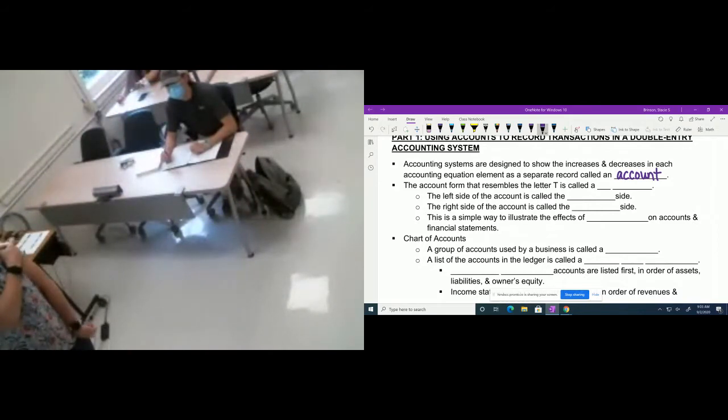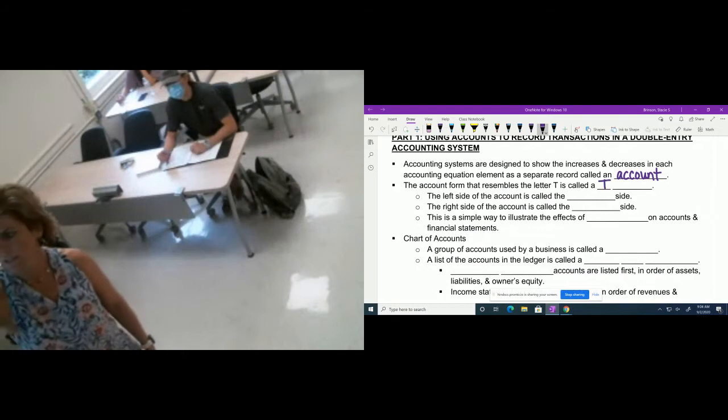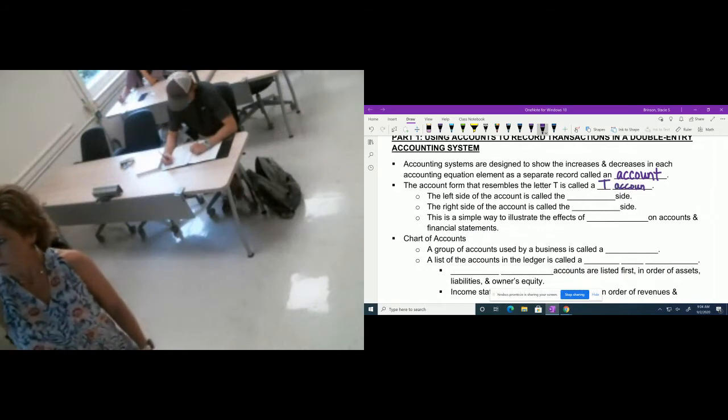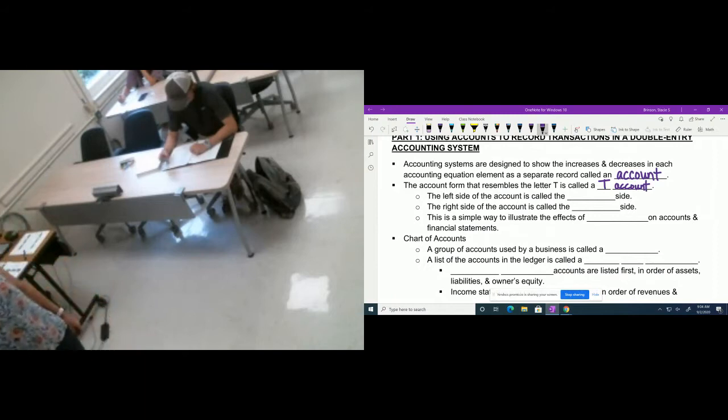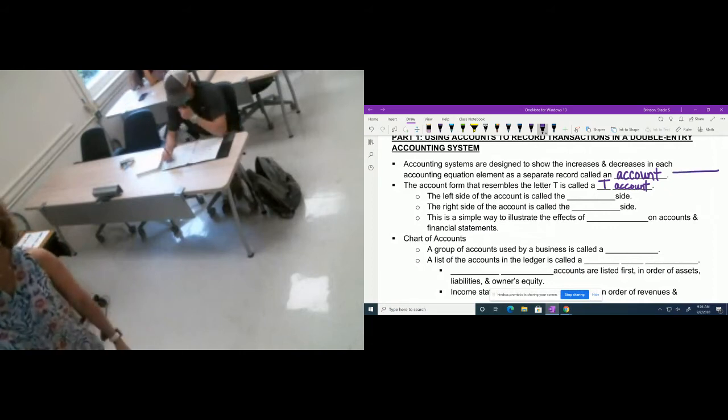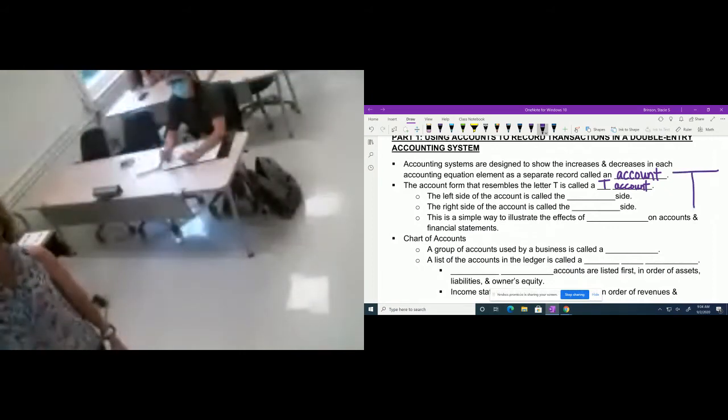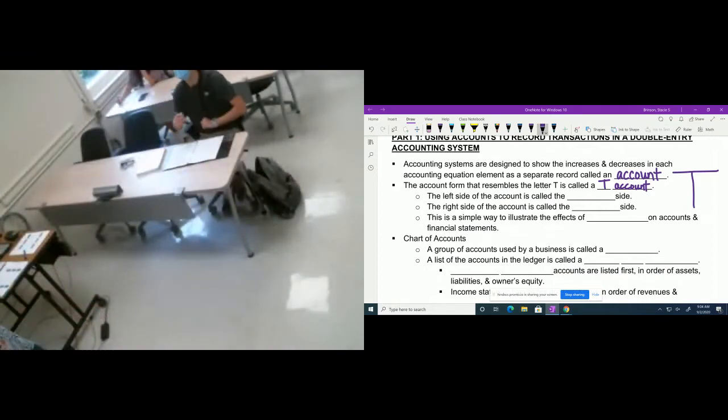Okay, and we've been using those T accounts. So the account form that resembles the letter T is called a T account. Some of this, like I said, is just terminology. We've really already done it. When you have these T accounts, I had shown y'all where on one side of the equation under assets, you had a plus and a minus, and on the other side, the plus might be on the other side. It just depended on what the account was.